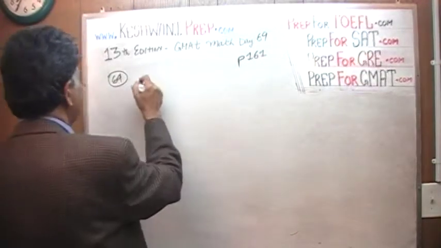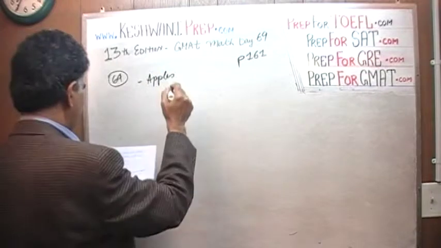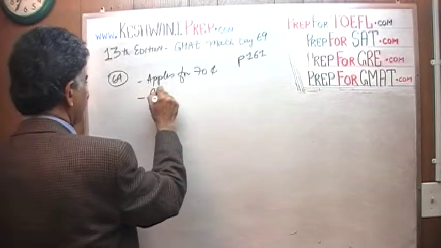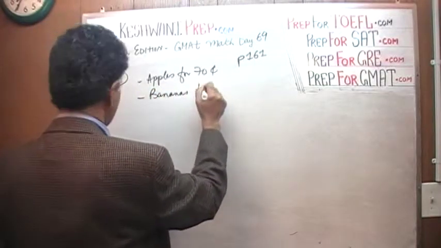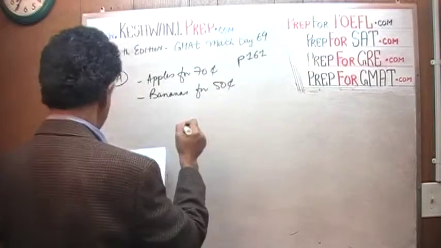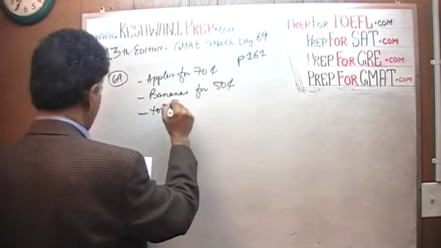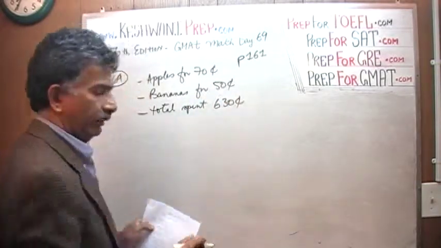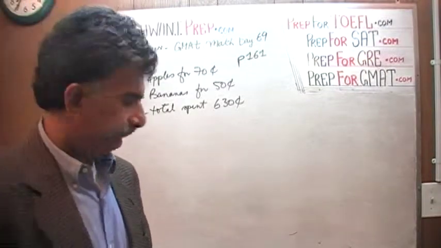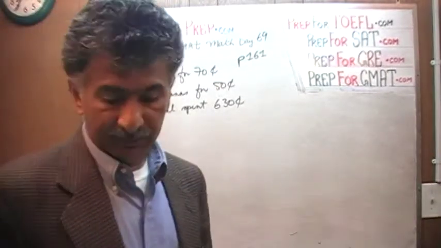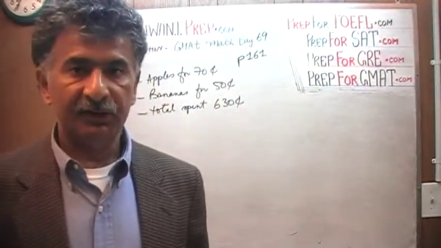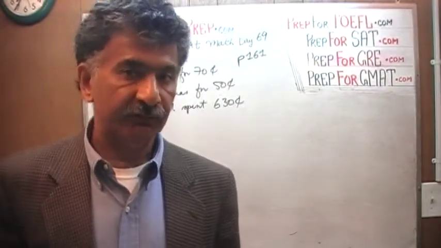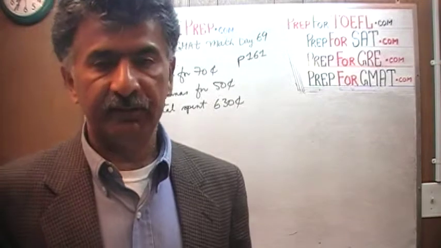So we have apples that are being sold for 70 cents each, we are told. We have bananas which are being sold for 50 cents each, and we are told that the total amount of money that is spent is $6.30. I'm expressing everything in cents because I hate dealing with decimals. The question simply is, if somebody walked in the store and spent $6.30 buying apples and bananas, with apples at 70 cents each and bananas at 50 cents each, how many apples and how many bananas did the person buy?